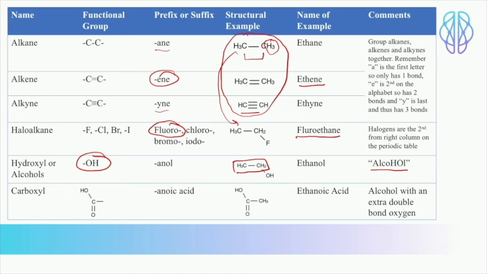However, it's got this pesky OH group attached. So how would we name this? You look at the OH and you must immediately recall that that's an alcohol. And alcohols we name with the suffix "-anol". So thus, this would be ethanol. If it had 5 carbons in the main carbon chain with an OH attached, we would call it pentanol, and so on and so forth.